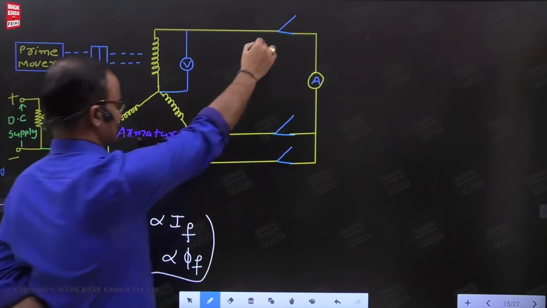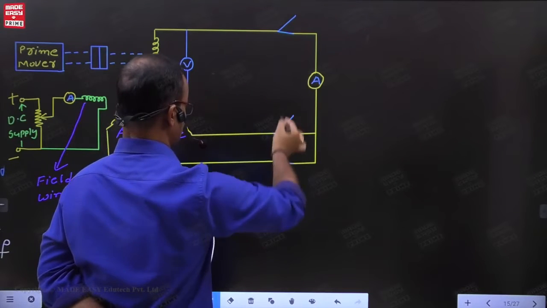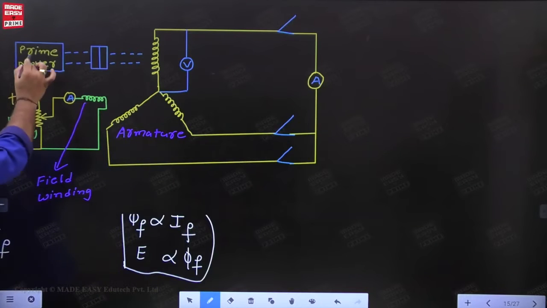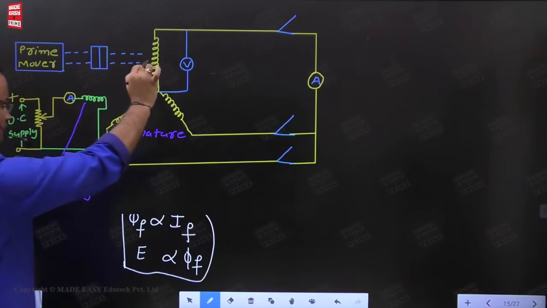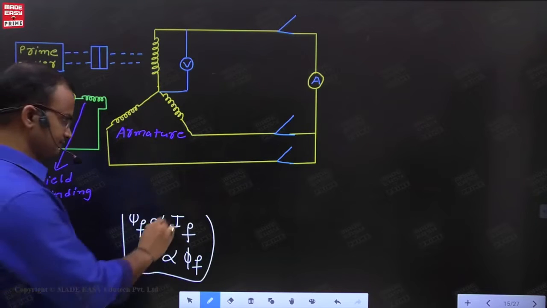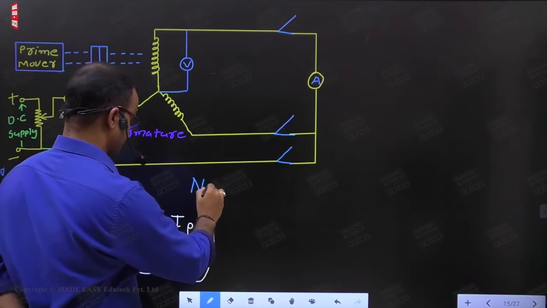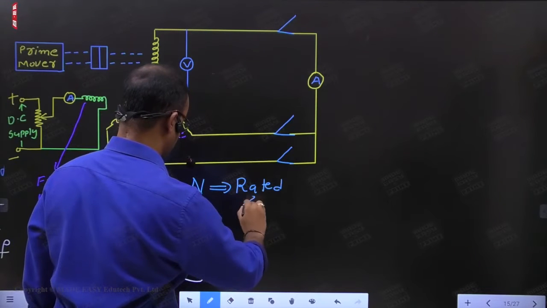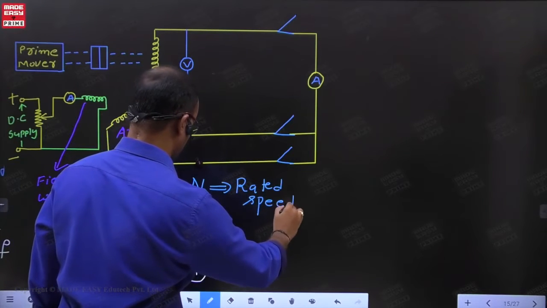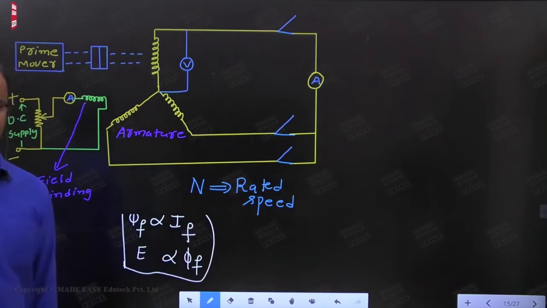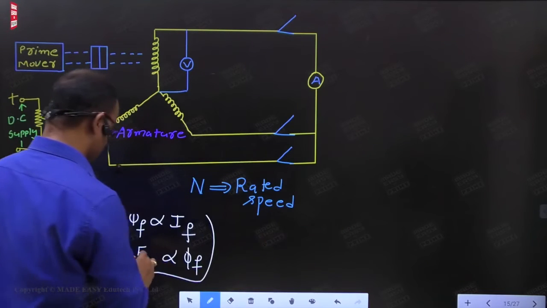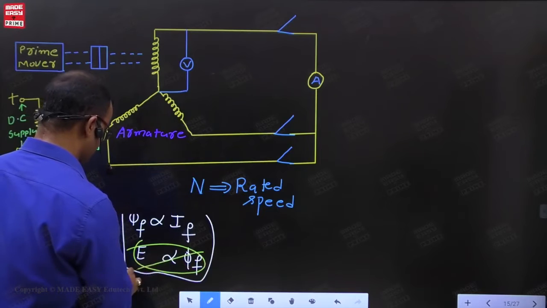Now all three terminals are short circuited. Again here also, the procedure is by using the prime mover. First you have to adjust the rated speed. In case of the short circuit test, we won't focus on the induced voltage.